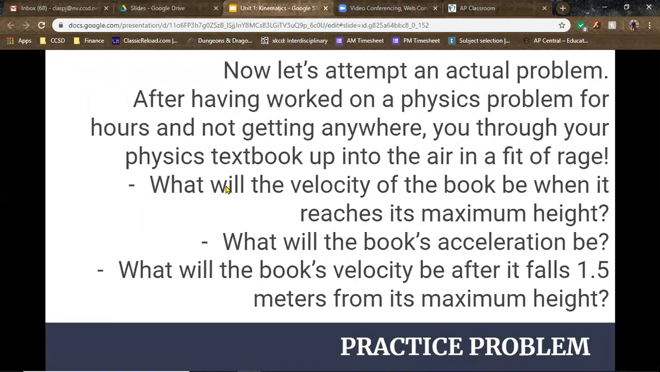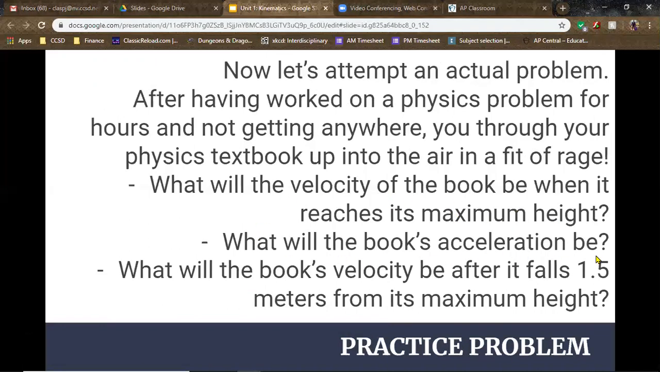right here, what will the velocity of the book be when it reaches its maximum height? Well, when we first throw it, the book's traveling up. As it travels up, it has a positive velocity. That velocity is getting smaller and smaller. It's slowing down, all right? And then after it reaches its peak, it starts going down. As the object's moving down, it has a negative velocity. Well, in order to change from a positive velocity to a negative velocity, it has to be zero at one point. That happens at the maximum height, at the peak, all right?